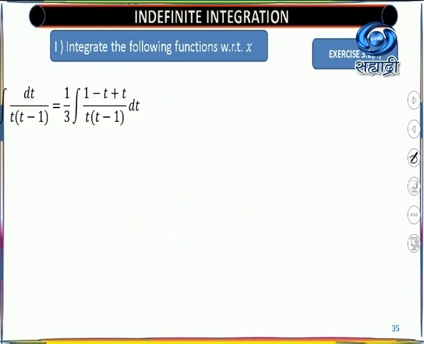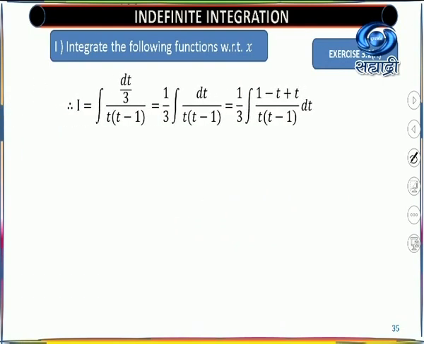Okay, so what will your integration be now? The integration is dt upon 3 as the numerator, and in the denominator you will get t into t minus 1. So now 1 upon 3, as it is a constant, you are able to take outside: dt upon t into t minus 1. Now this is a problem because you are not able to solve it by substitution directly.